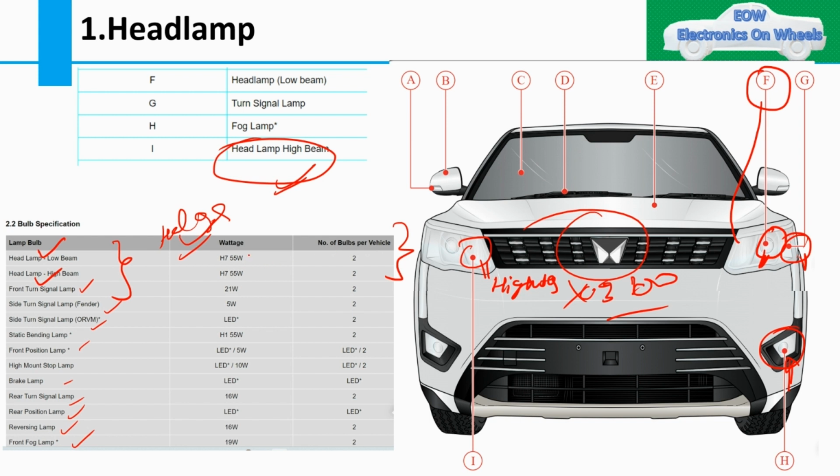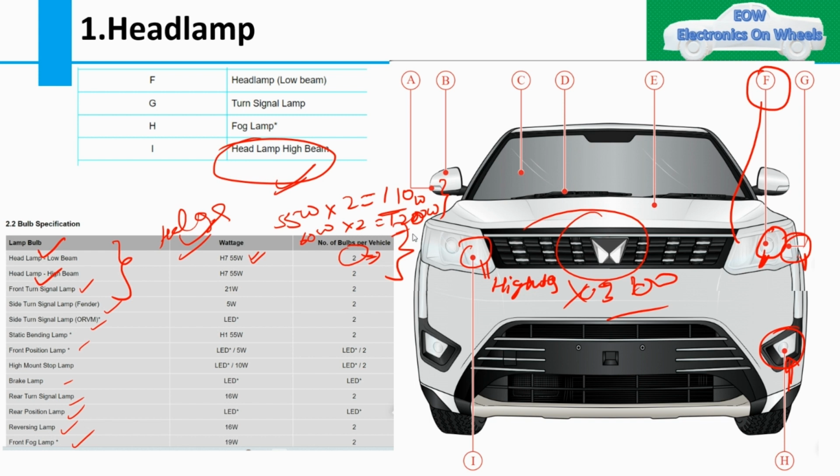You can see that it is 55 watt, and the number of bulbs per vehicle is 2. So when you are calculating the value of the fuse, you have to multiply 55 into 2, so 110. If it is 60 watt, then you multiply by 2, so 120 watt, and then you have to calculate the fuse value. We will see how to calculate that fuse value in the coming slides. But this is the understanding.